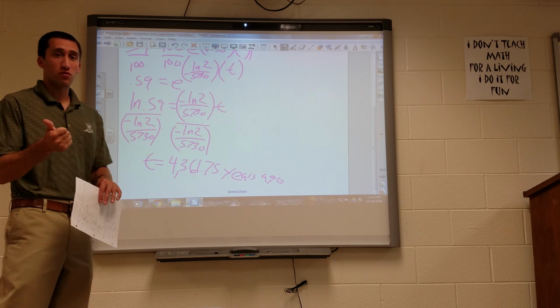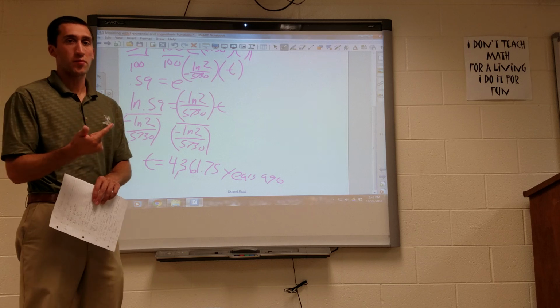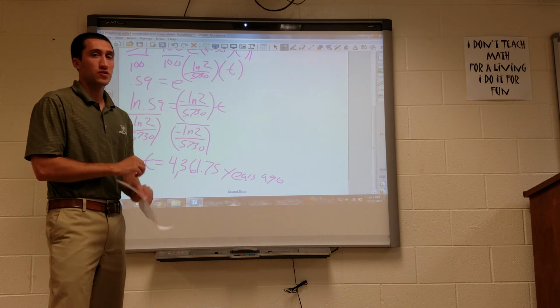So go ahead and use these growth and decay models to try the example problems that accompany this in the PowerPoint, and we'll talk about it in class again tomorrow.